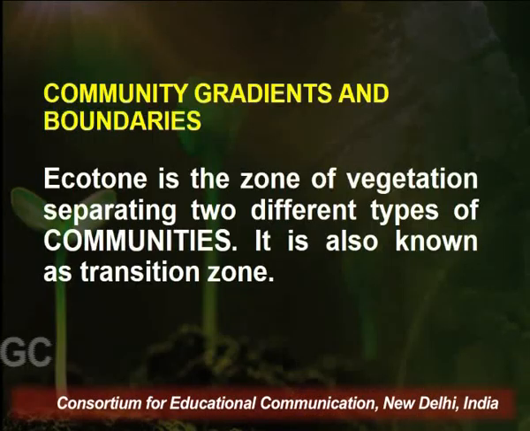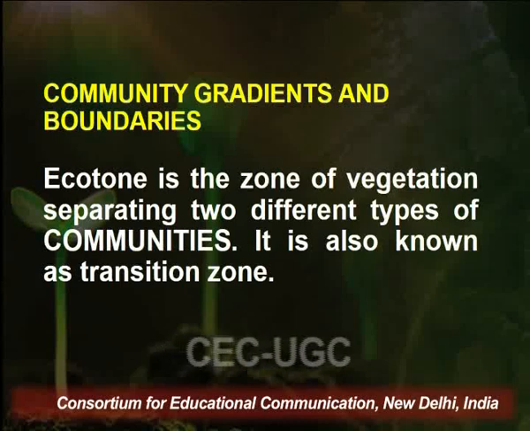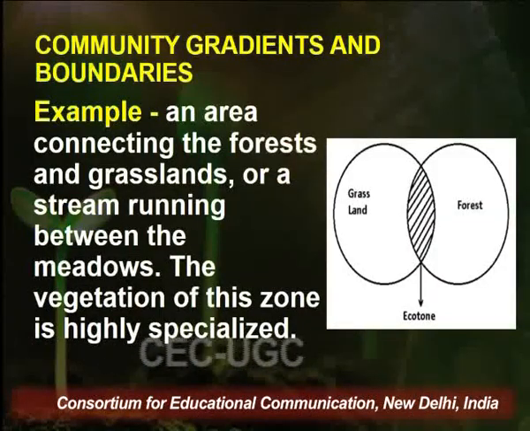It is a transitional zone, the zone of vegetation that separates two different types of communities. Two different types of communities are basically present in a zone which can be wide or which can be narrow. For example, an area connecting the forest and grasslands or a stream running between the meadows.